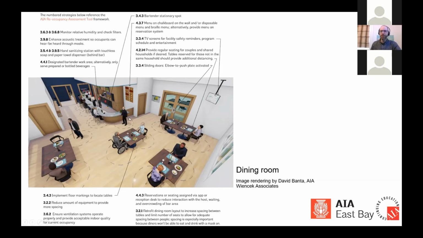And here we're seeing fewer tables than this space might normally have otherwise had. And there are other details that may be too small for you to read here, things related to the bartender area. And so this one probably does need to be updated as well, because you can see in the renderings, not everyone is necessarily wearing a mask here.